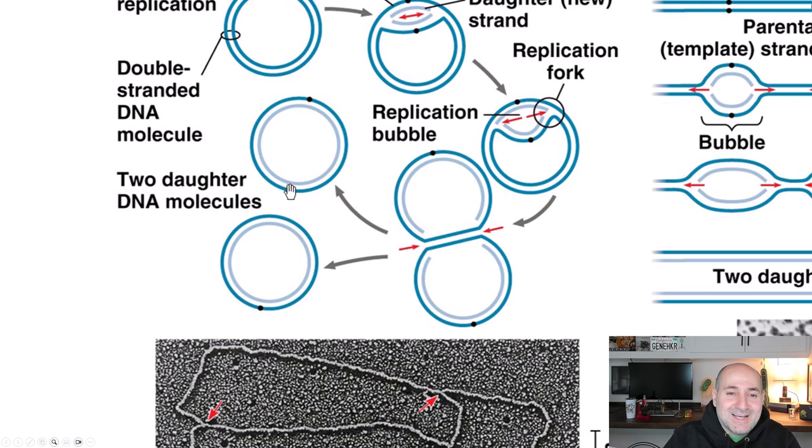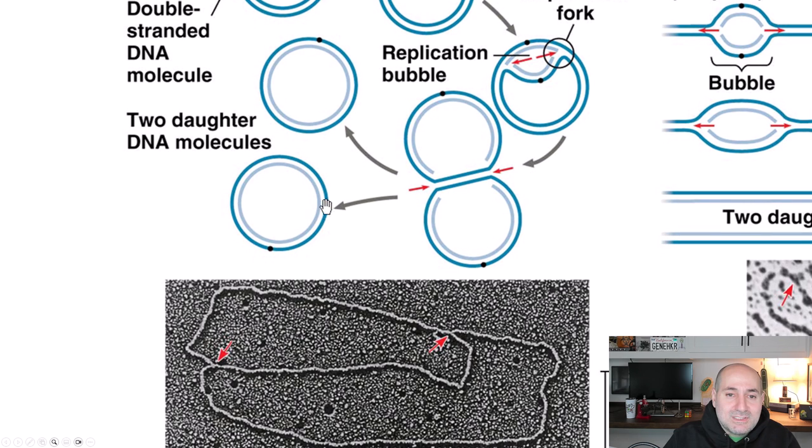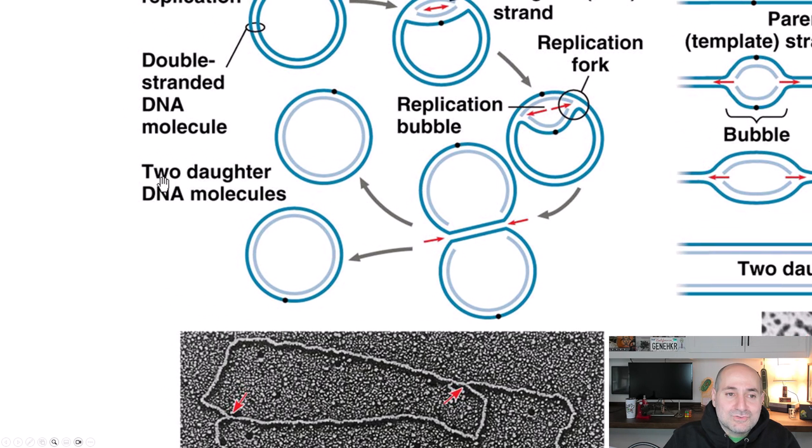Isn't that cool? And do you see why it's called semi-conservative replication? Because you have an old template strand in blue here with a newly synthesized daughter strand in gray here. And you have another old template here with a newly synthesized daughter strand here. You see how it works? Isn't that neat? So this is known as two daughter DNA molecules.